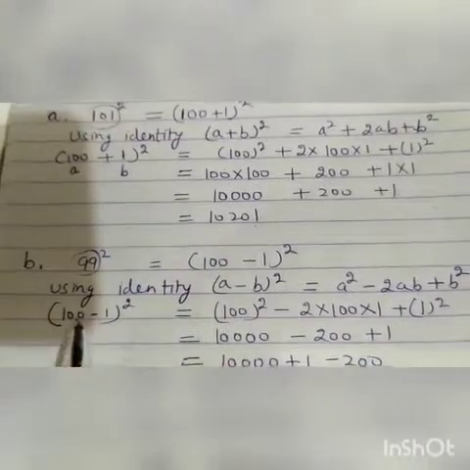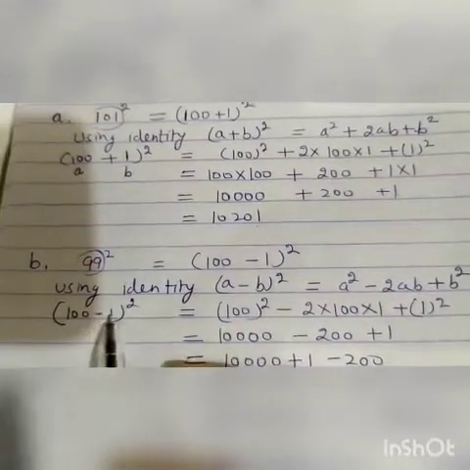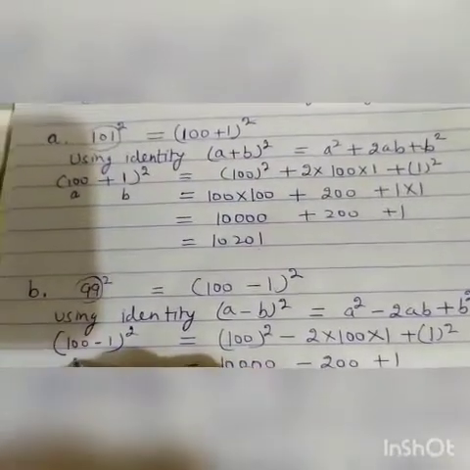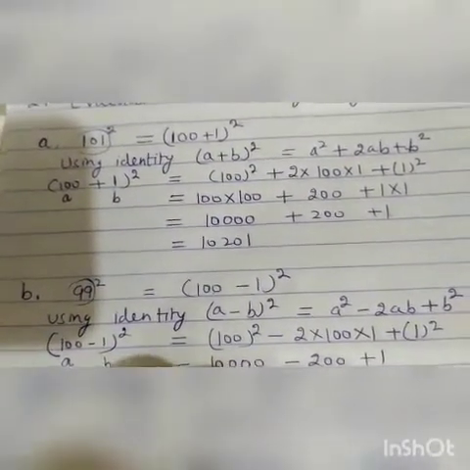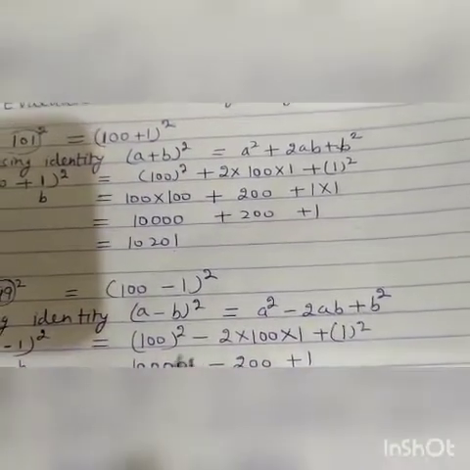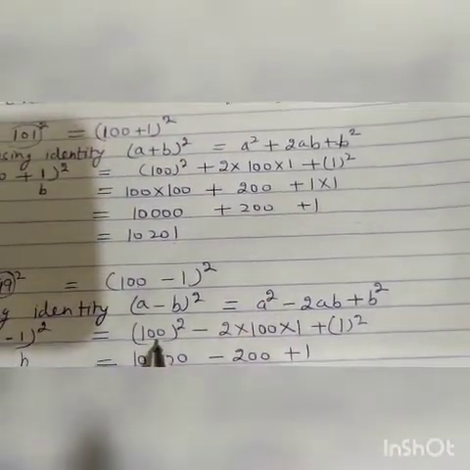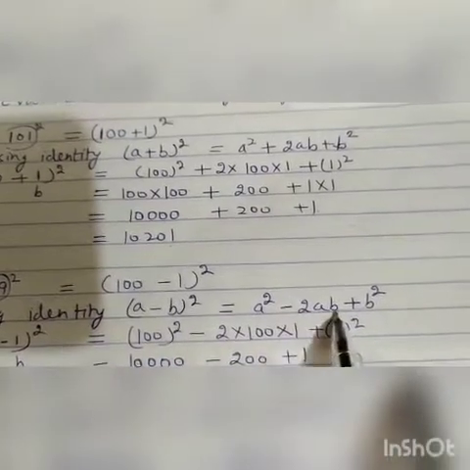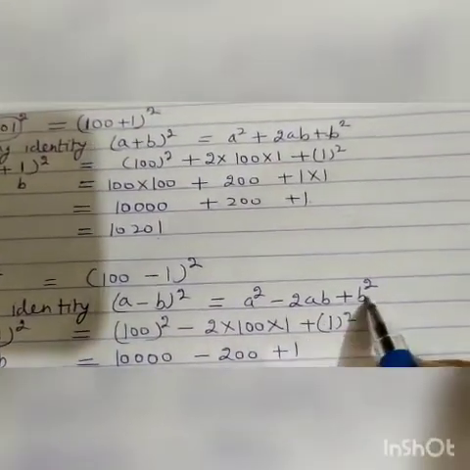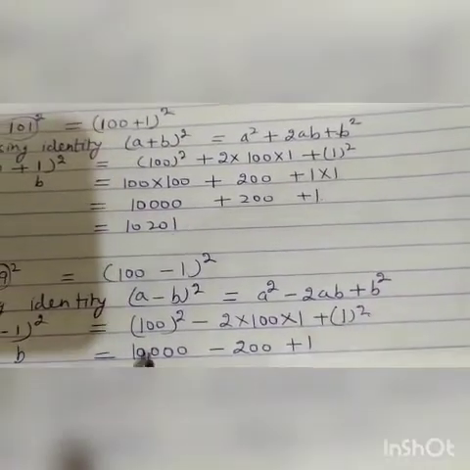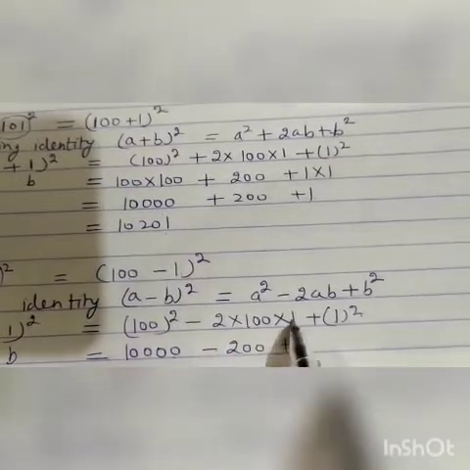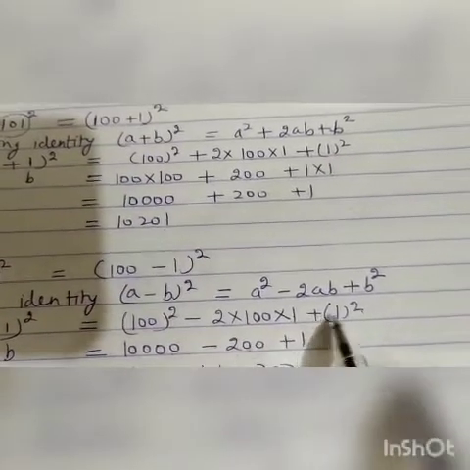Now we will write this: (100 − 1)² is equal to. What is the value of a? a is 100 and b is 1. So we will do accordingly this identity. It will be a square, 100 square, minus 2ab, minus 2 multiplied by 100 multiplied by 1, plus b square, plus 1 square. So 100 square is 10,000, minus 200, plus 1.